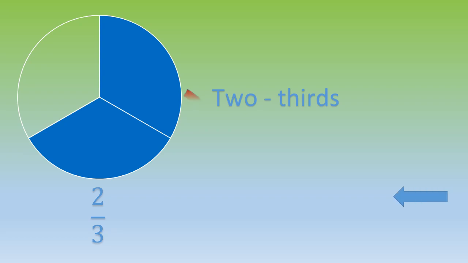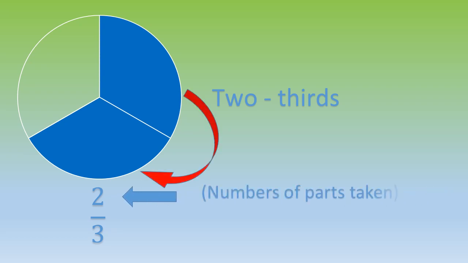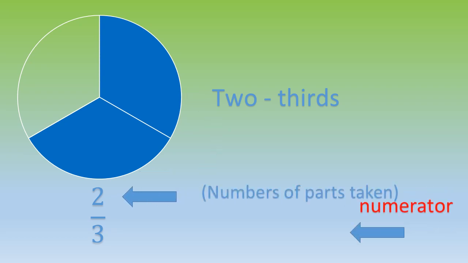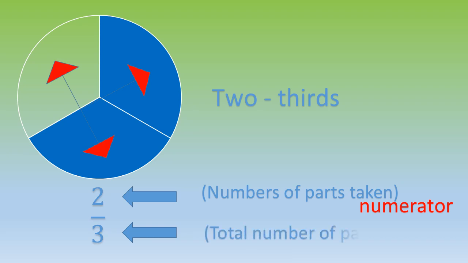Where 2 is the number of parts taken and we call it the numerator. And the 3 is the total number of parts, and we call it the denominator. In the same way we divide the whole number into 4 parts and we take 3 parts. Now we have 3/4 and we write 3/4.